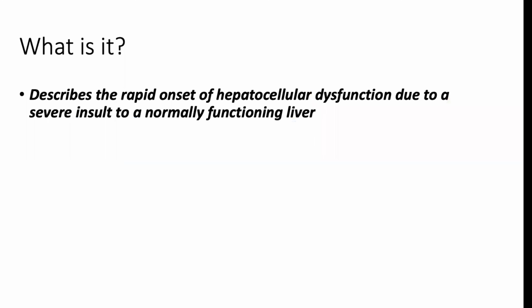So we'll talk a little bit about acute liver failure now. So what is acute liver failure? So acute liver failure, it describes the rapid onset of hepatocellular dysfunction due to a severe insult to a normally functioning liver. So the liver is known for its remarkable ability to regenerate, but sometimes the insult is so profound that that ability is lost due to insufficient synthetic and metabolic function.